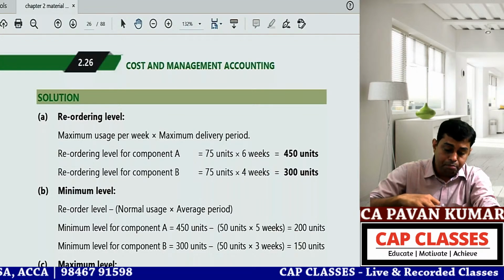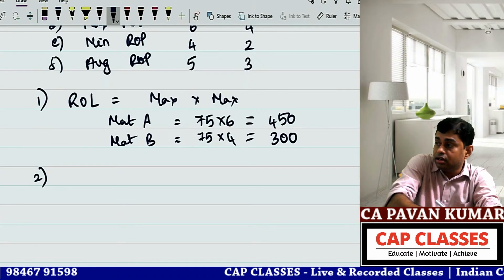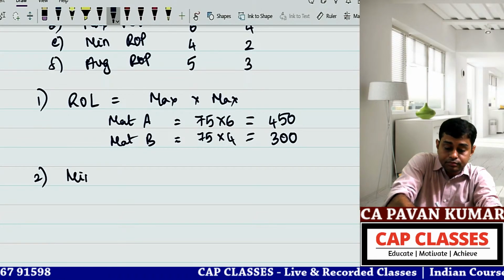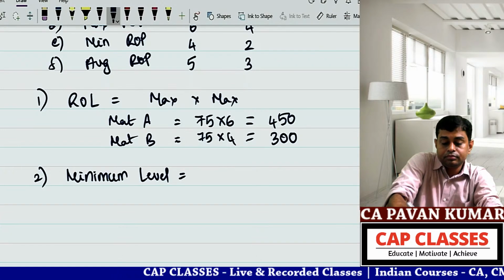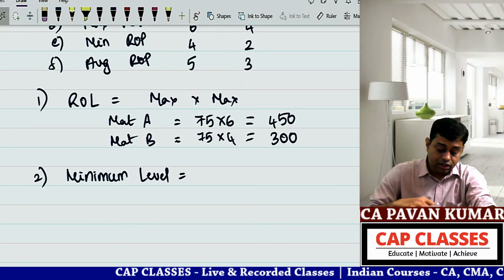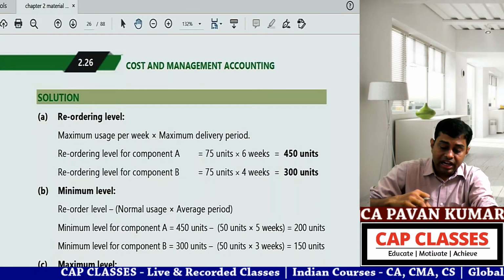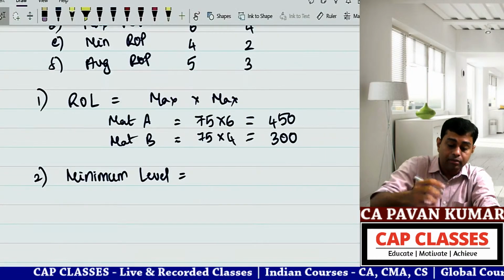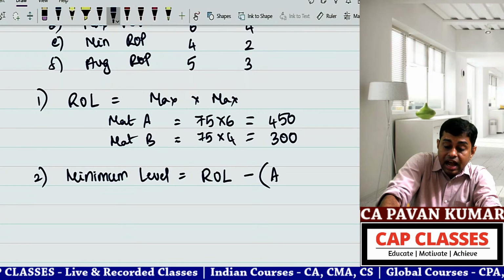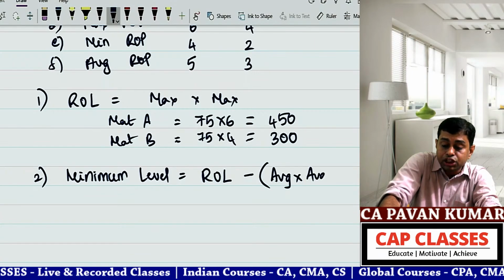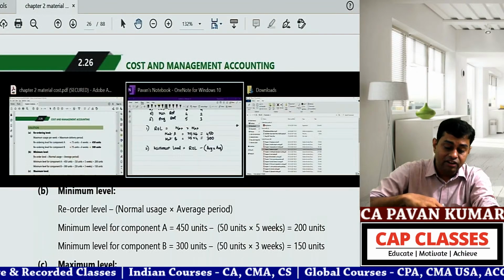Okay, then the second one they're asking is minimum level. Minimum level is equal to reorder level minus normal into normal. Reorder level minus average into average. Normal or average, they are synonyms.